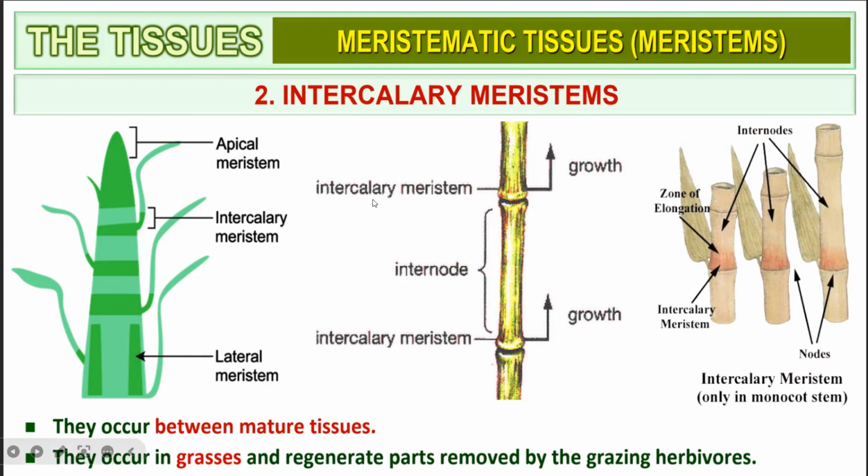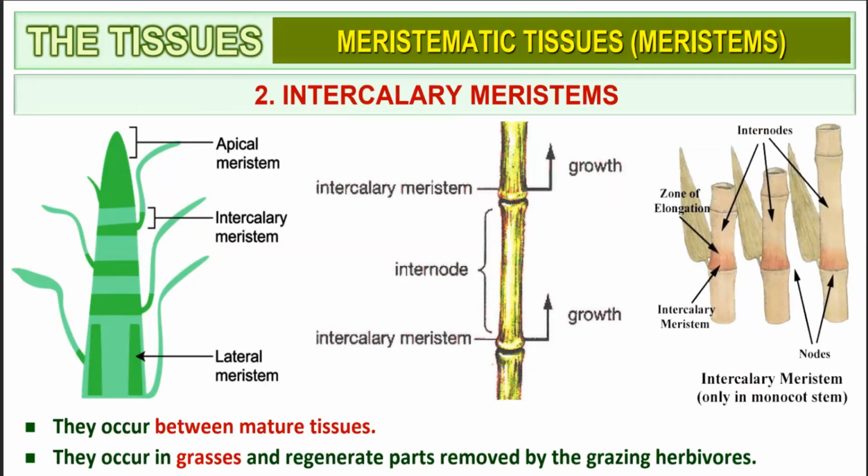So what will they do? They are between the mature tissue. This is mature, and they are between the mature tissue. They occur in grasses and regenerate parts removed by grazing herbivores.